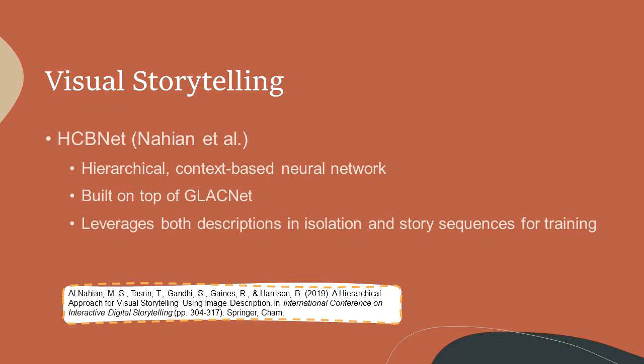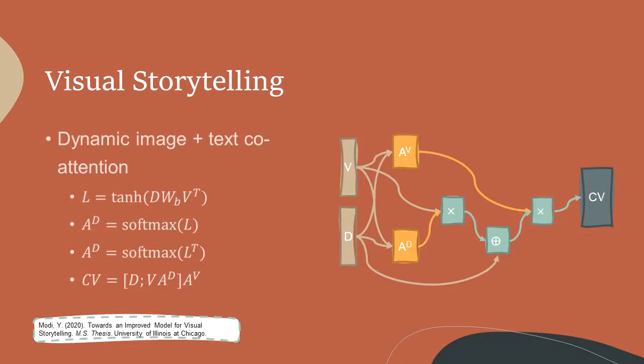We then applied some of these recommendations to develop our own visual storytelling model. We built our model on top of HCBNet, a model released following our earlier analysis that leveraged descriptions in isolation to facilitate the generation of its own stories. HCBNet is a hierarchical, context-based neural network, which itself is built on top of the GlackNet architecture from our analyses. We added a dynamic co-attention mechanism to HCBNet that facilitated the creation of a joint image and text embedding that focused on the most relevant aspects of both.